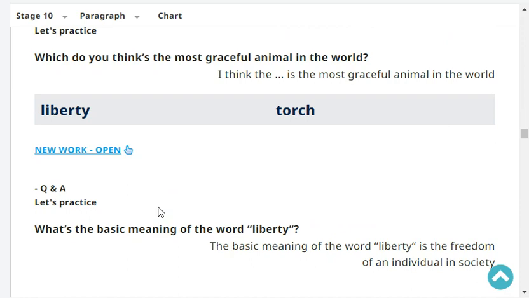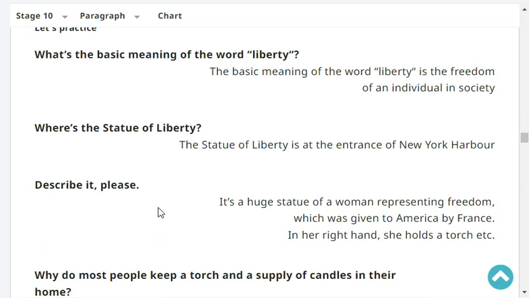Which do you think is the most graceful animal in the world? I think the racehorse is the most graceful animal in the world, and expensive also. Right? Very good again.